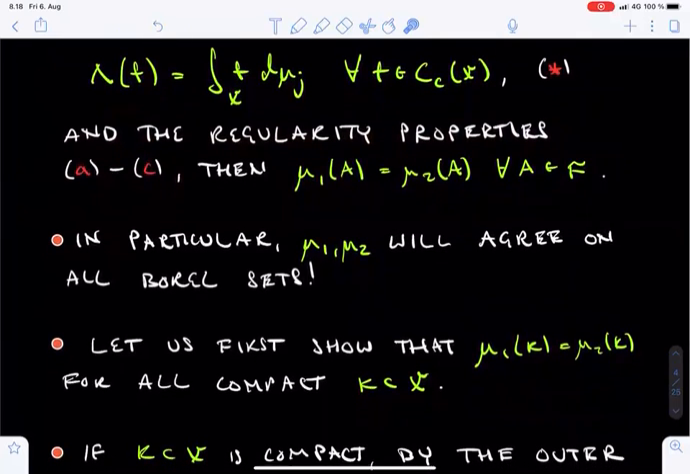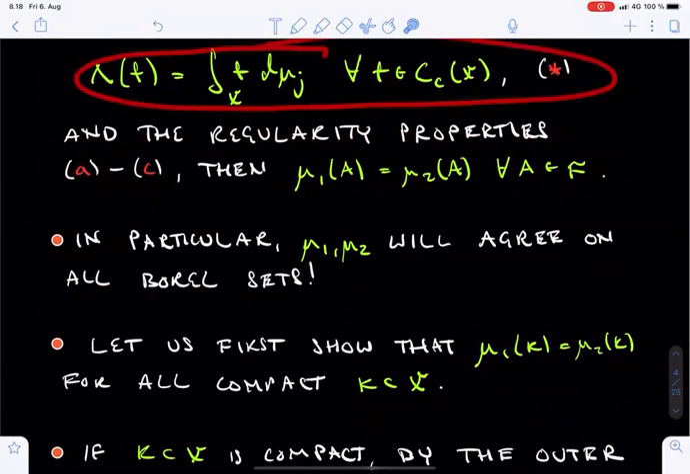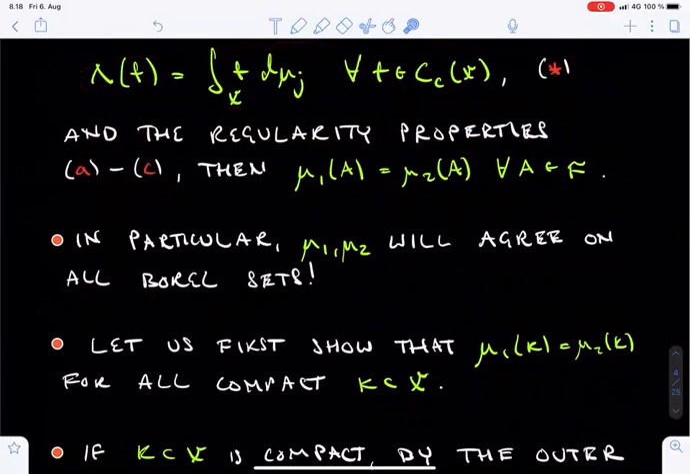In particular, since F contains the Borel sets, the measures mu1 and mu2 agree on Borel sets. Before we start the proof, it is worth emphasizing that the equality of the two measures mu1 and mu2 takes more than the assumption that they both represent the functional lambda. We will really need the regularity properties A to C in this argument. So our uniqueness claim does not rule out the possibility that there might be additional, less regular measures which also represent the functional lambda. In yet other words, uniqueness only holds within the class of measures satisfying the properties A to C.